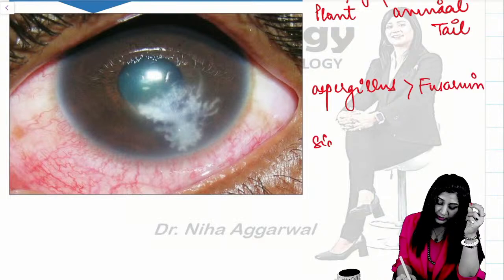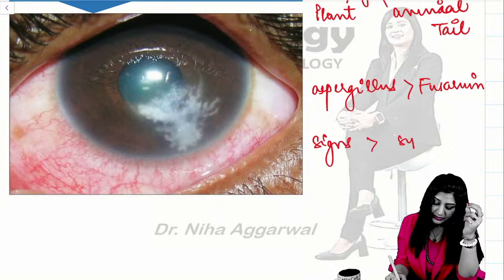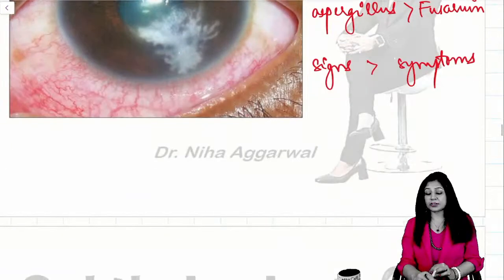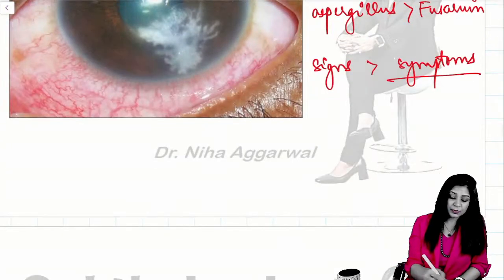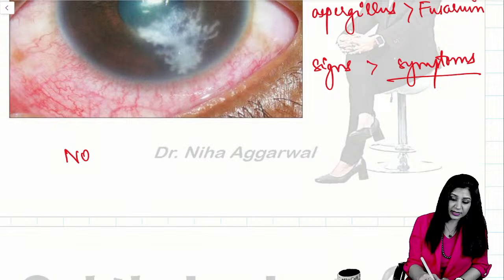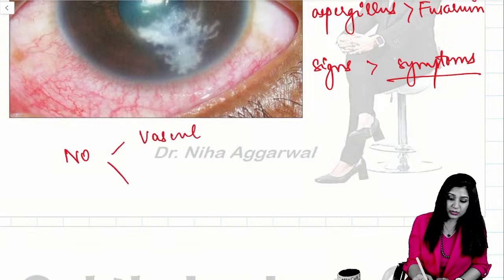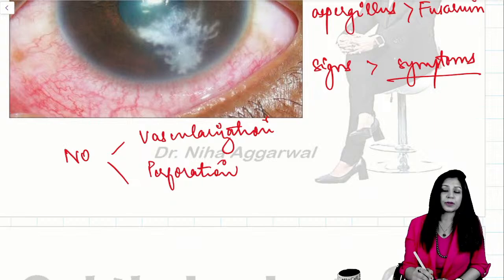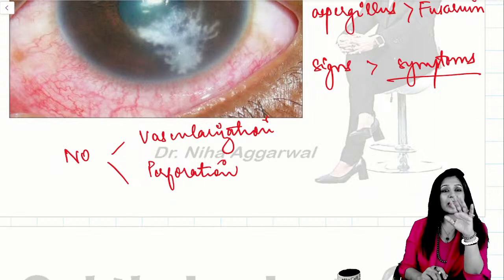Then another important thing, signs are always more than the symptoms. We do not have much symptoms, but signs are more. Why are there fewer symptoms? Because there is no vascularization, as well as no perforation. Because we have no vascularization or perforation, therefore we have no redness.